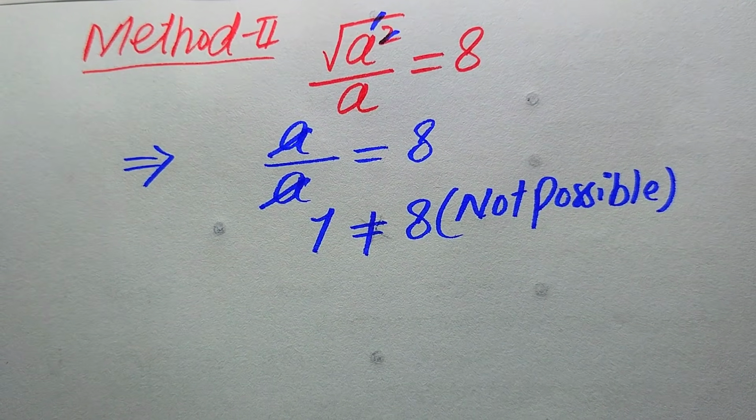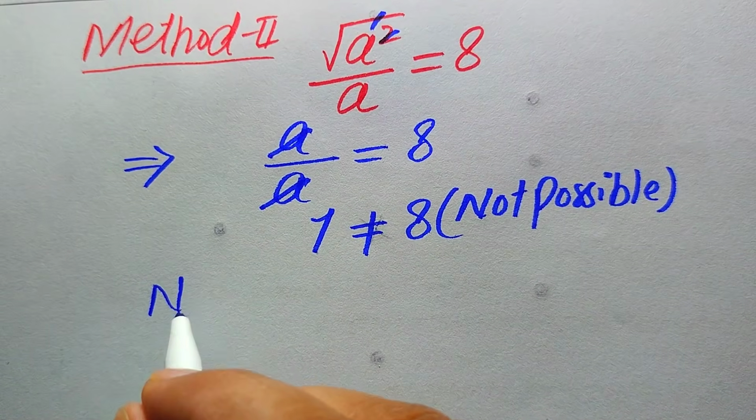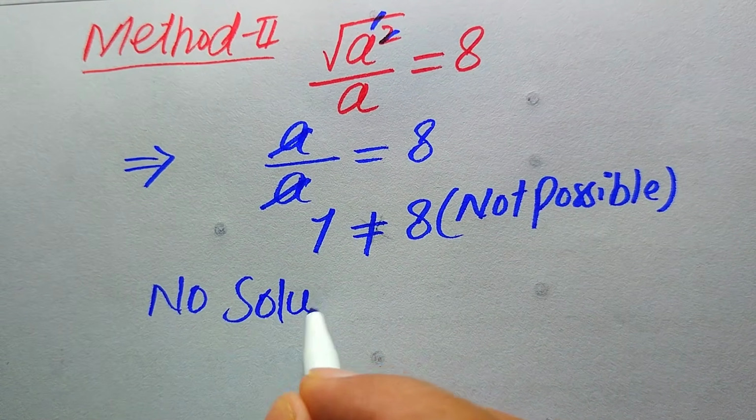If these two values are not equal, then in the second method the value of a does not exist, or in other words we cannot find any value of a which satisfies our given question statement. So we finally conclude that this question has no solution in general.